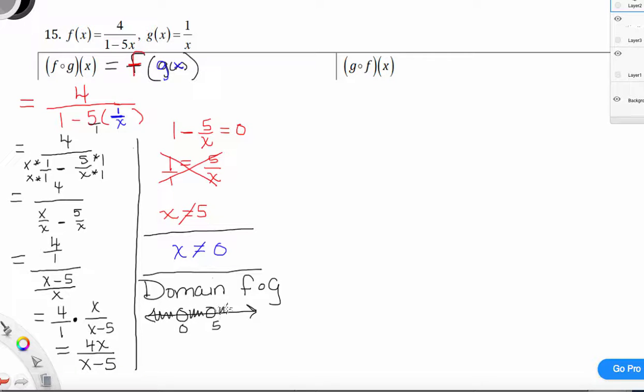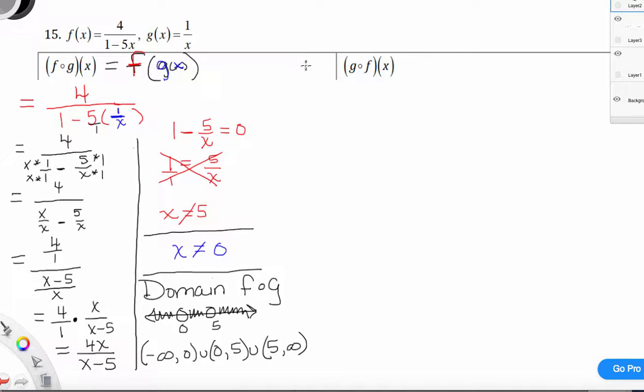You don't need to draw the graph. I just think it lines everything up nicely and is a good visual if you're not that comfortable with writing your domain interval style. So I'm just going to put it in anyway here. My domain goes from negative infinity up to 0. Then we union that with the middle of the graph, which is from 0 to 5, and then we union that with the right side from 5 to infinity.